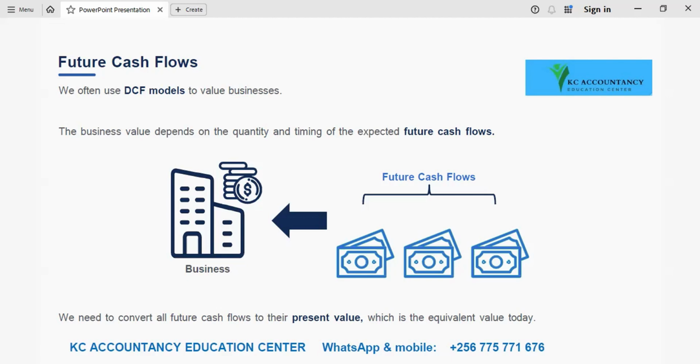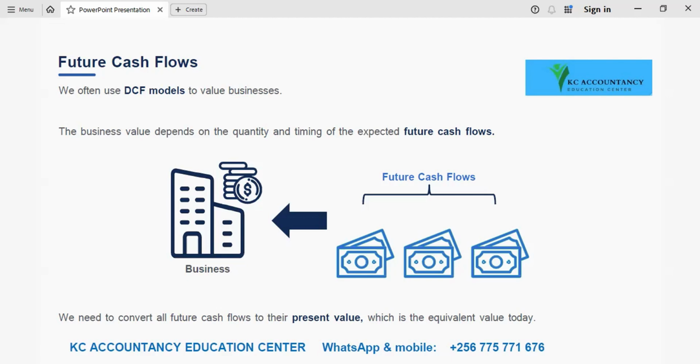So now remember, we've said that these cash flows are going to be coming in a given period of time. You may say that we anticipate that in year one we are going to get 10 million US dollars. In year two we might get maybe $15.